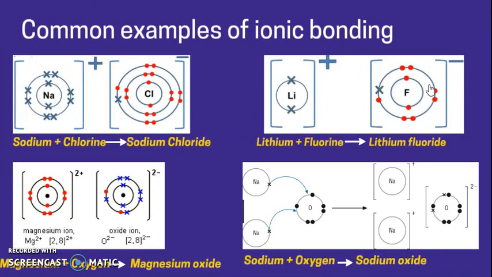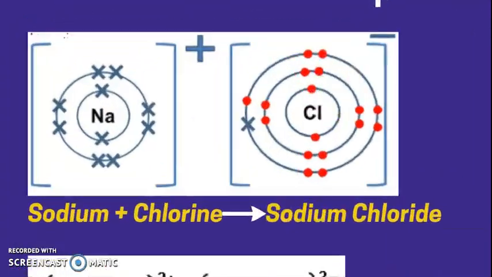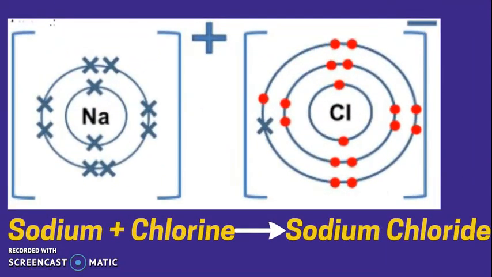Now these are some of the common examples that you will see, and you may well be asked to draw them. First of all, you will notice that they are drawn with dots and crosses. And the reason for that is just so that the examiner can see that you understand that electrons have transferred from one chemical to another. So let's have a look at sodium and chlorine to start with.